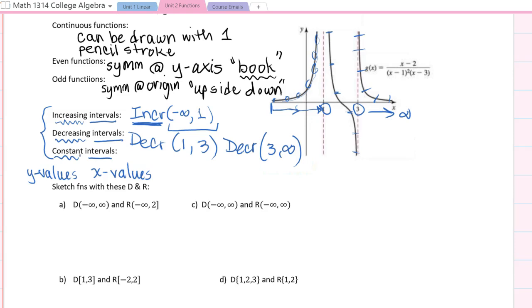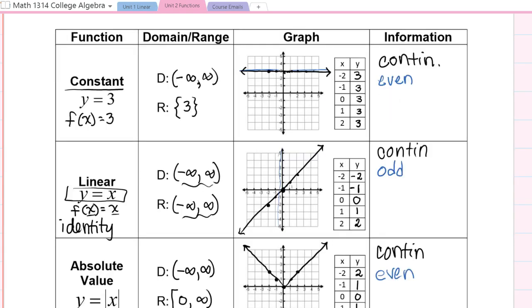So let's go to our parent functions and determine increasing, decreasing, or constant intervals. For our constant function, we will actually see that our y values remain constant.